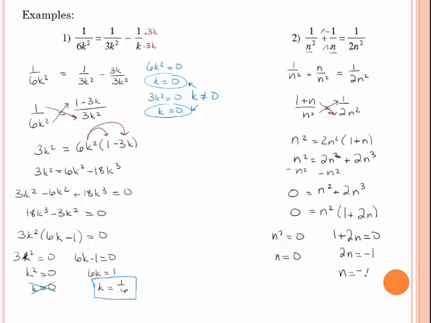And now I need to see which are my excluded values. I have n squared and 2n squared. That all results in n equaling 0 if I set each of them equal to 0. So this is what n cannot equal. So that means that this solution is invalid. So my solution is n equals negative 1/2.